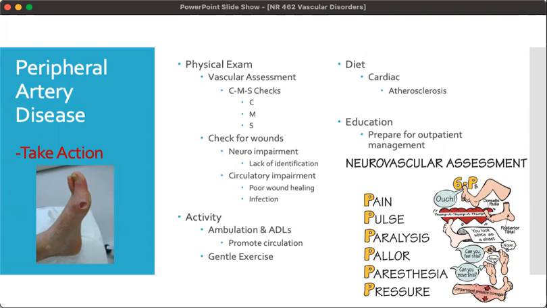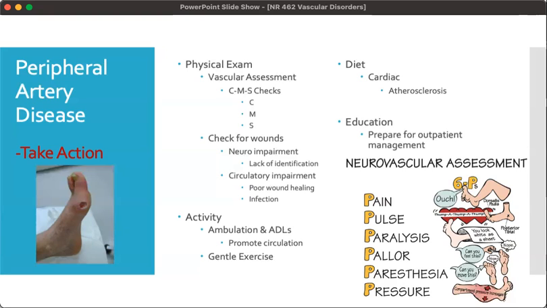For diet, we do want to teach these patients to be on a cardiac diet, so low fat, low cholesterol, because we do want to limit the rate at which those plaques are building up in their arterial system so that they don't continue to have a worsening of their distal circulation, because the plaques are just getting larger and impeding more blood flow to their extremities.